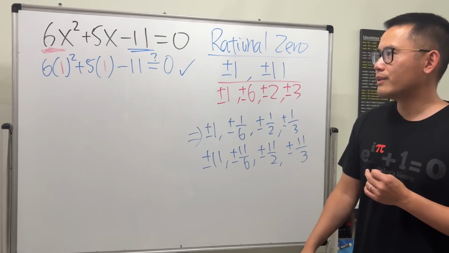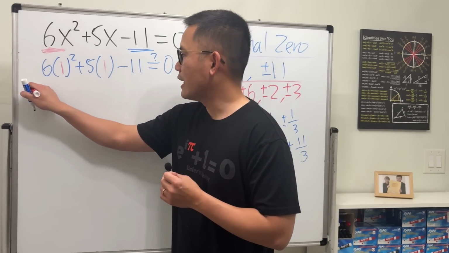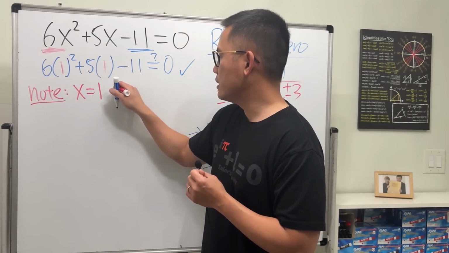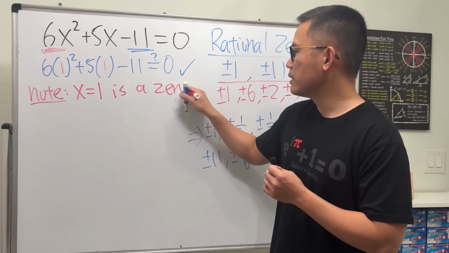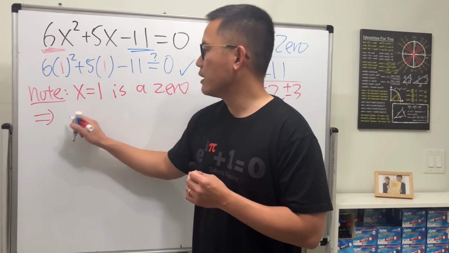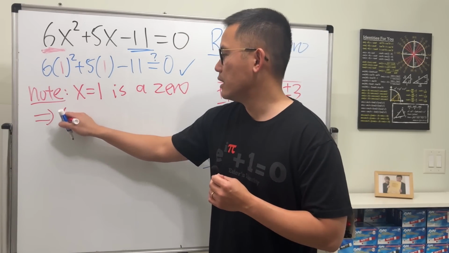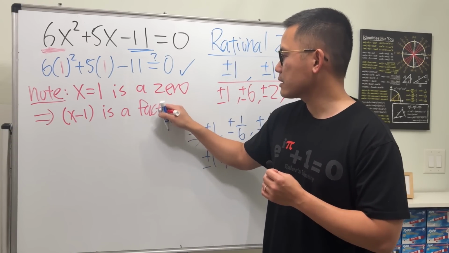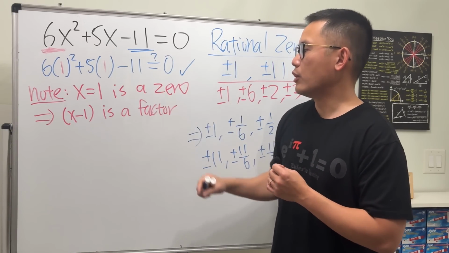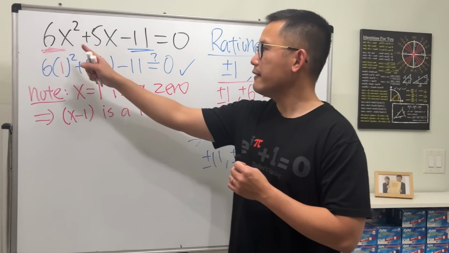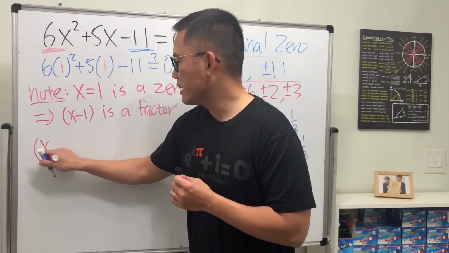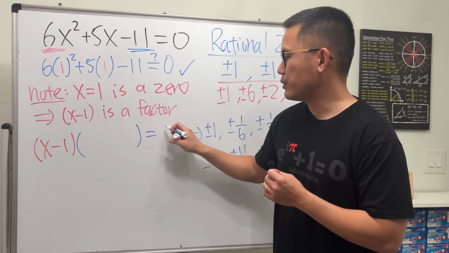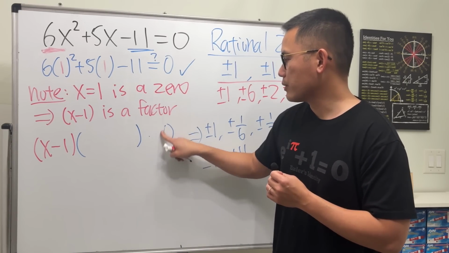Anyways, now, what does this mean though? So note that we know an answer x is equal to 1 is a 0, which is going to imply if you subtract 1 to both sides, x minus 1 is a factor of this polynomial. So that means I can factor this to get some x minus 1 times the other part. And that's still equal to 0. But what's the other part though?